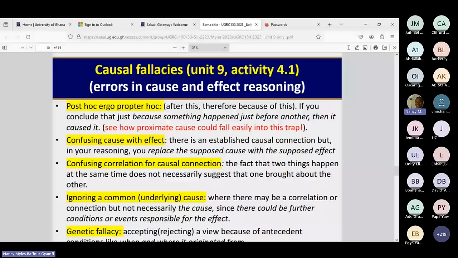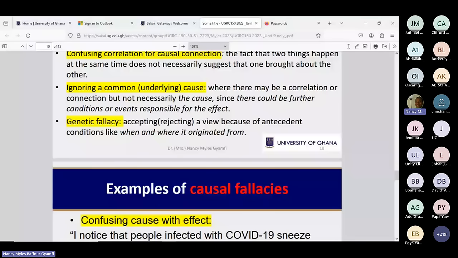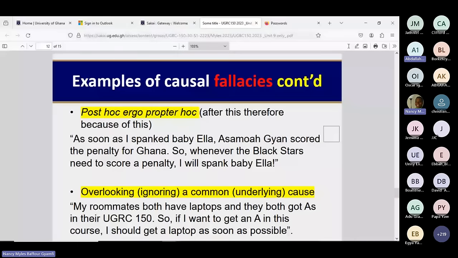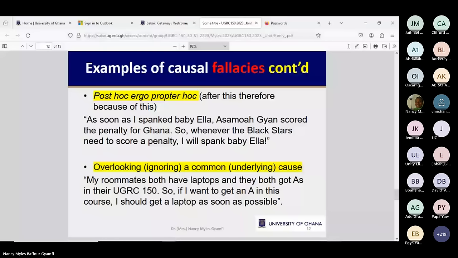So I'll let Abdallah read my example that I'm going to project shortly for post hoc ergo propter hoc. Why did we look at that fallacy immediately? Because you are likely going to commit it when you think of cause in terms of what? Proximity. Okay. So read it, please. The first one. Examples of causal fallacies. Post hoc ergo propter hoc. After this, therefore, because of this. As soon as I hit baby Ella, Asamoah scored the penalty for Ghana. So, whenever the Black Stars need to score a penalty, I will spank baby Ella.